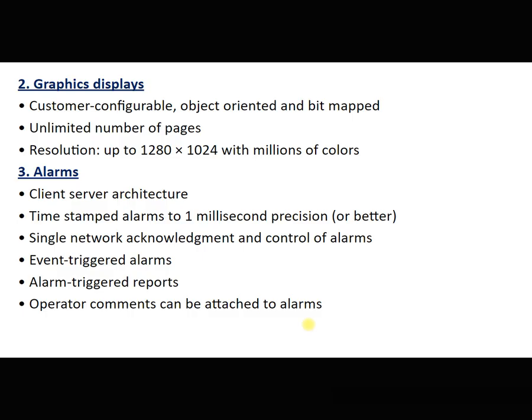Next is unlimited number of pages. If I say an industrial SCADA, there will not be a single screen. According to the plant design, you will have multiple screens, sometimes 10, 15, or 20. Depending upon the application, you can create as many SCADA screens as you need. I'll show you later how a SCADA screen looks, but just get to know about it for now. Next, maximum resolution in the SCADA screen can be up to 1280 by 1024 pixels, with millions of colors. This is about the graphic displays.